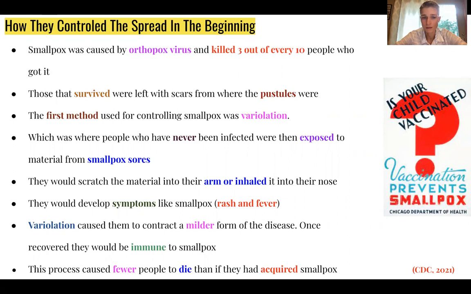And what happened was they would develop symptoms like smallpox, like a rash and fever. However, the symptoms and the smallpox would be milder and they would become immune to it. And it saved a lot of lives because the symptoms were not as bad as actually having the smallpox virus.